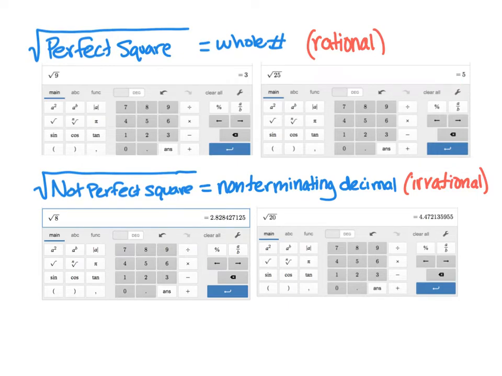If we take the square root of something that is not a perfect square, such as the square root of 8 or the square root of 20, we get a non-terminating decimal. That means that if this calculator went on for a few more feet, those decimals would keep going on without repeating for a few more feet. This gives us an irrational number.